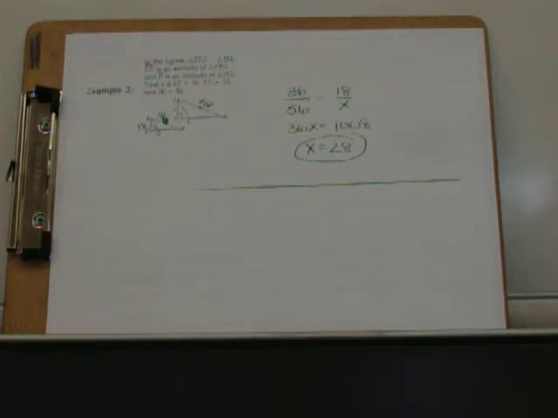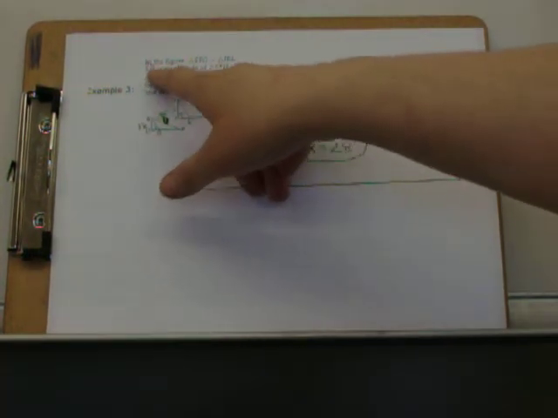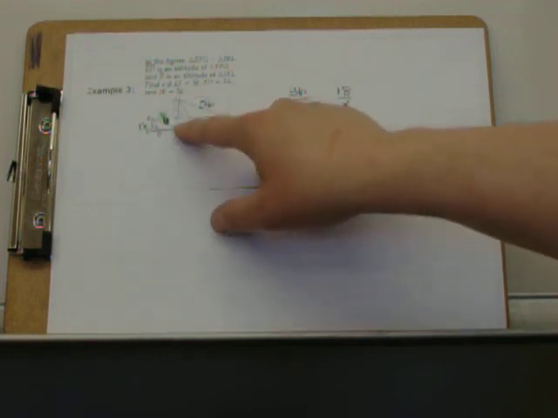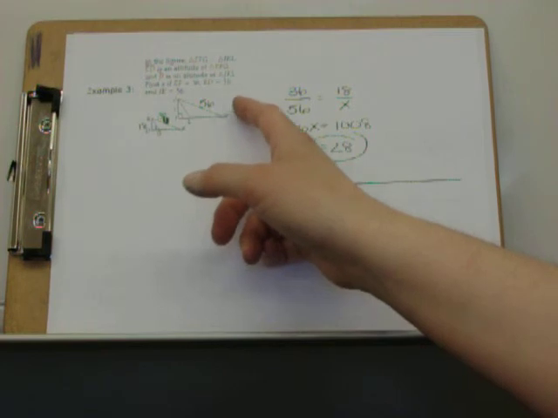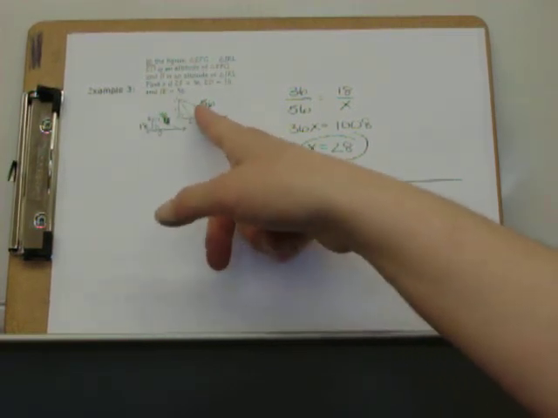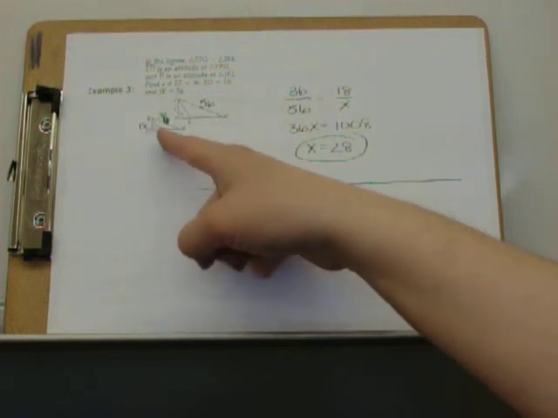Alright, so example number 3. In the figure below, I just labeled the information that they gave me as I read along. It said that ED was an altitude, outside that triangle, and JI is the altitude of the other triangle. Then they said that EF is 36, which is this side here. 56 is JK, and then ED, the altitude of the smaller triangle, is 18.